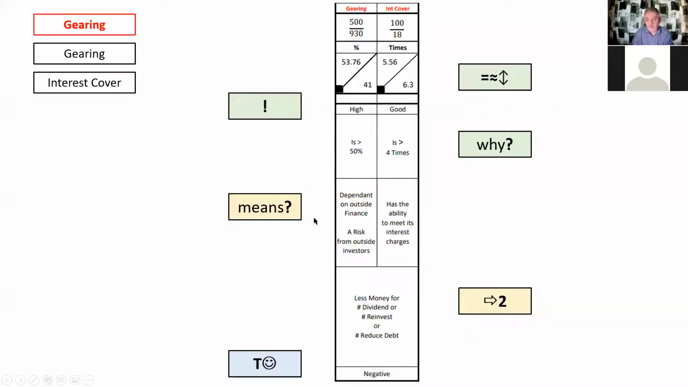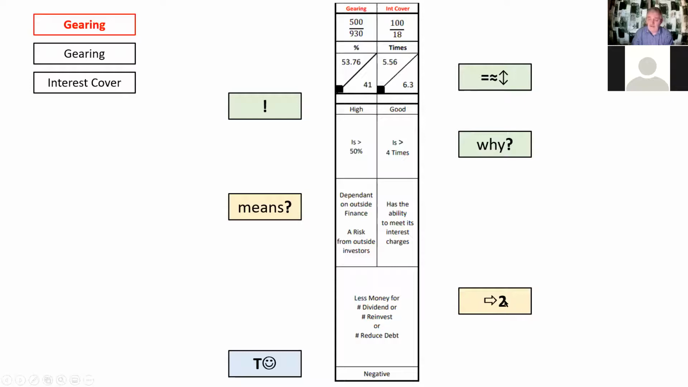And then, what does it mean for a firm to be highly geared? Well, it means they are dependent on outside finance to a greater extent than if it was low geared. And as a consequence, there is a risk from those outside investors if we are not able to pay them back. What does it mean for interest cover to be good? It means that we do not have a problem making our interest payments.